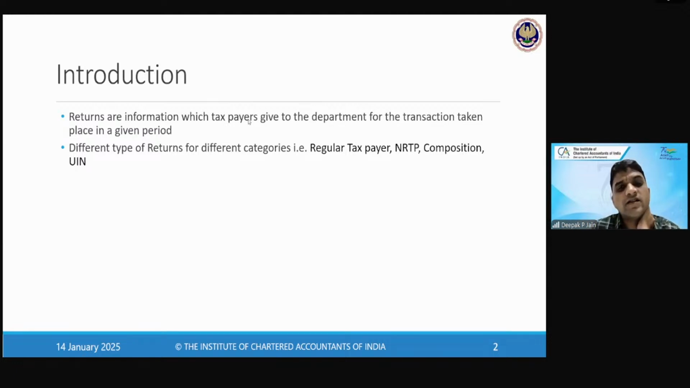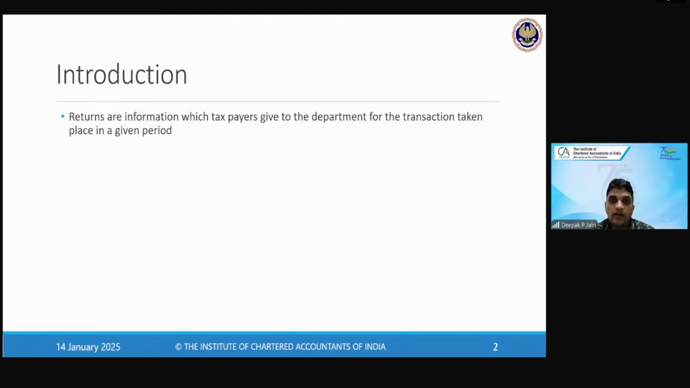Okay. Returns, basically what is a return? I'm giving you something in return. When you come to my house, I'm giving you a return gift. Is that a return? That is one of the meanings of returns. But in terms of taxation, returns means a statement or a document wherein you give information to the department. That is called a return.